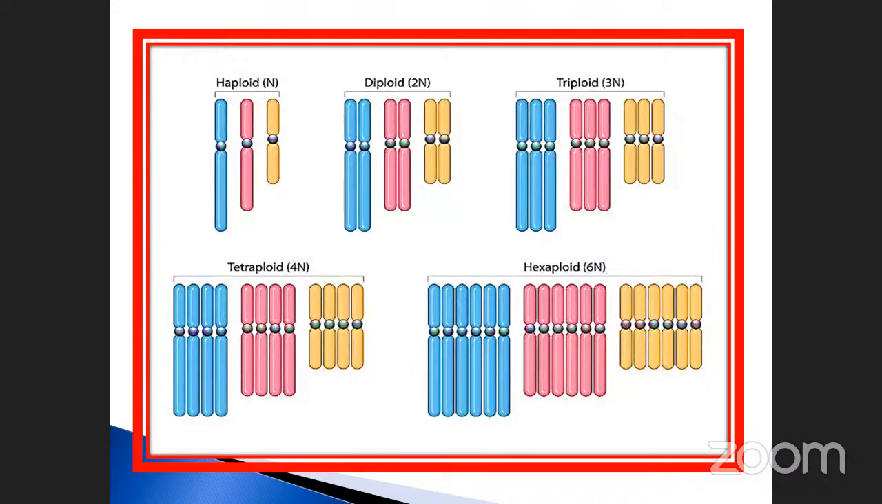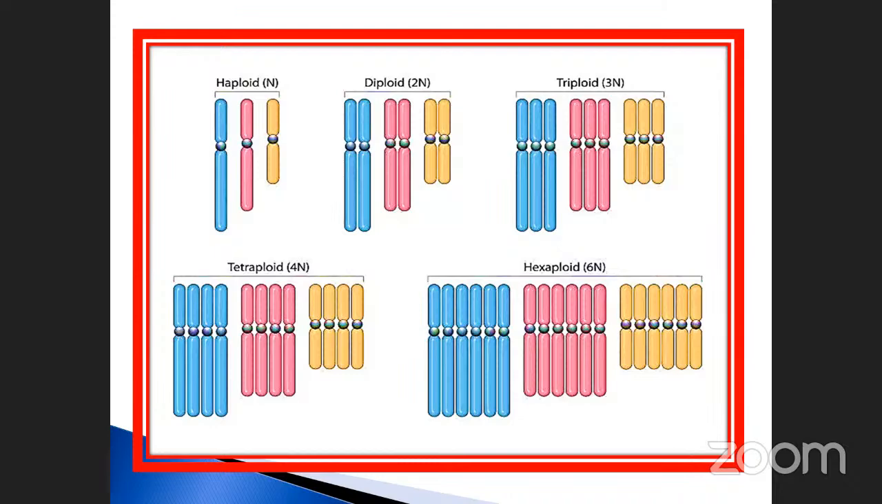According to the number, they are divided into so many types. For haploid, the number is 1, so N nature. Diploid means each chromosome has a pair, together like this. Here also 2, here also 2. So this is considered a diploid stage.